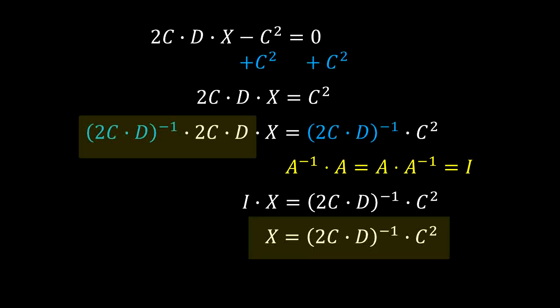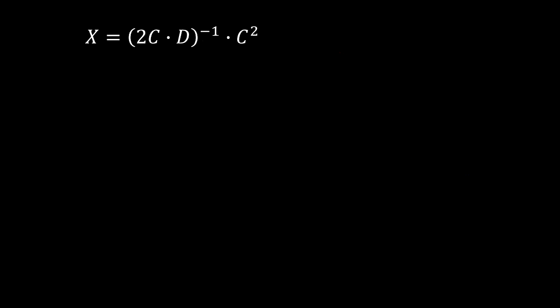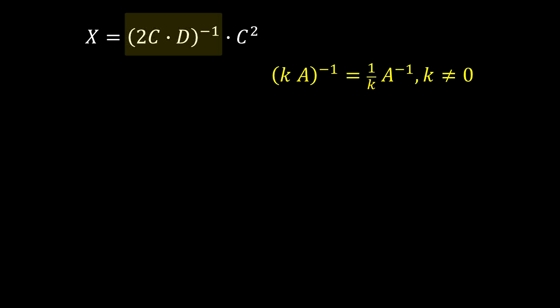We are still only halfway to finishing the task. In order to proceed, let's focus more on the inverse of 2C times D. One way to continue solving this equation is to multiply matrix C by D, then to invert the obtained matrix. We will proceed slightly differently. Recall some properties of the inverse matrix. First, the inverse of a matrix multiplied by a non-zero scalar can be rewritten as 1 over the scalar times the inverse of the matrix.